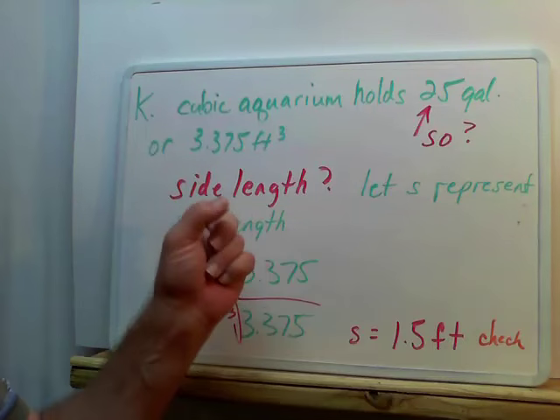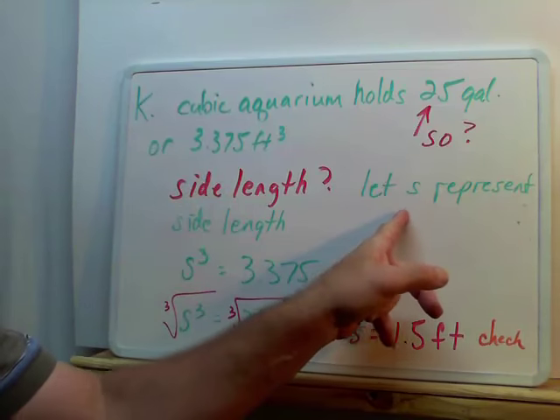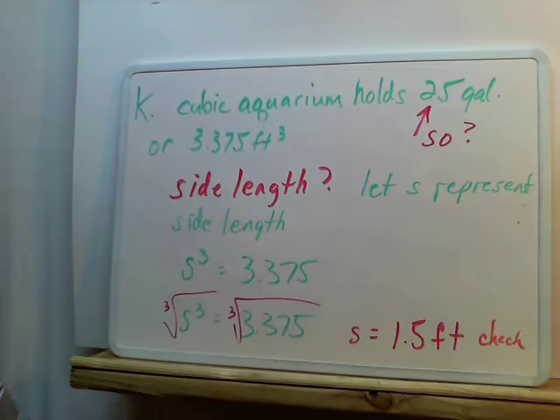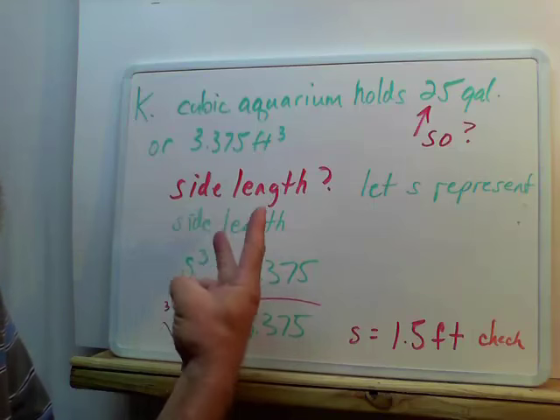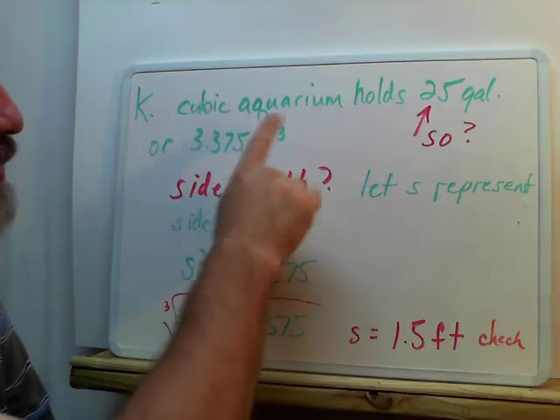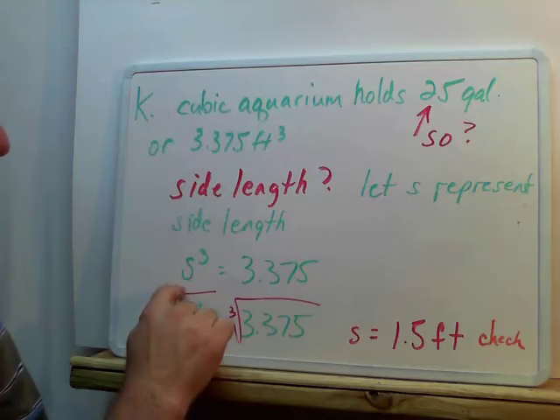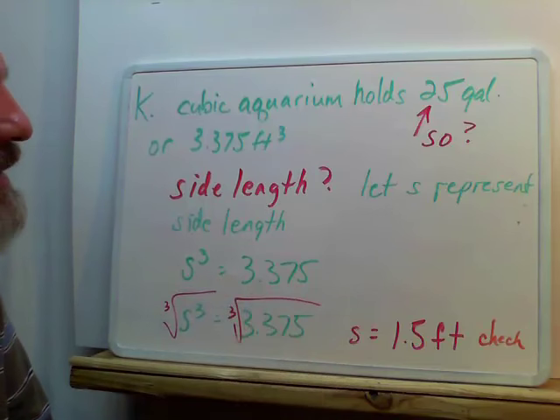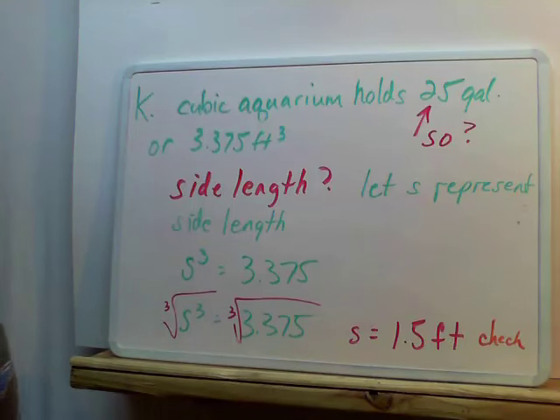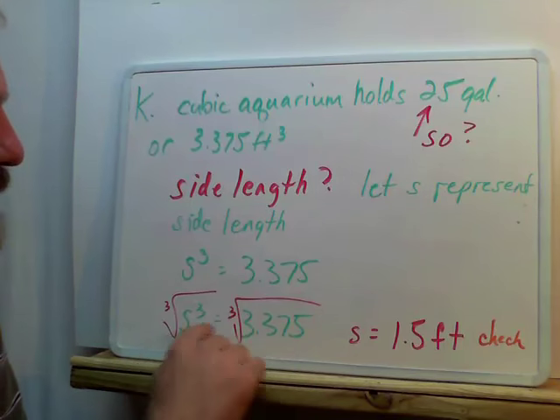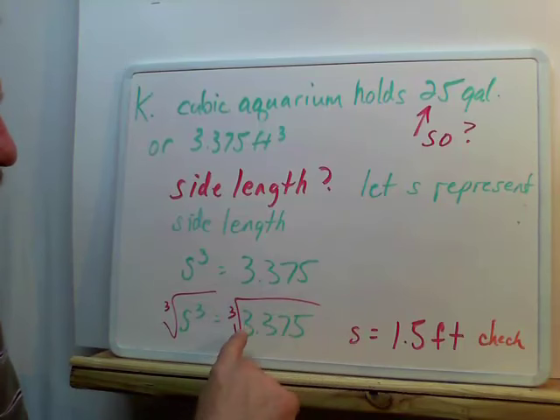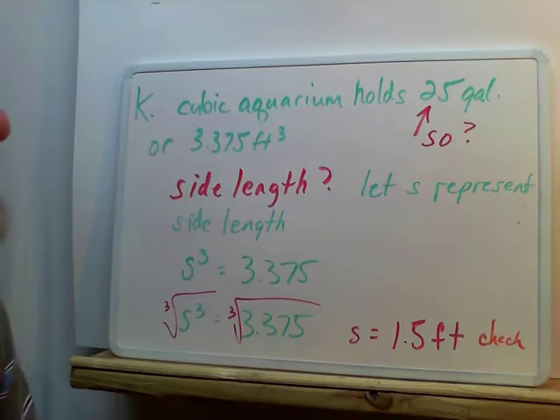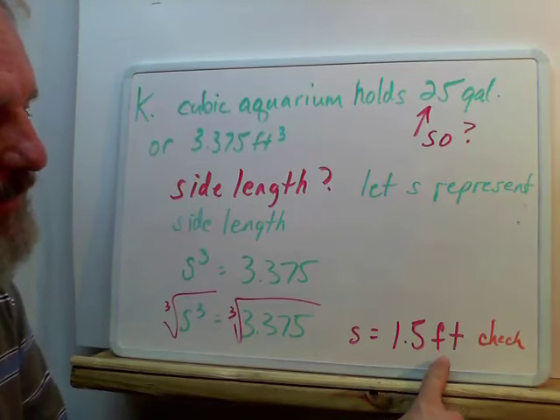Well, the first thing we're going to do is, since they asked us the side length, we're going to say, let S represent the side length. So we have side length times side length times side length, 3 times because it's cubic, in order to get the volume. So S cubed, S times S times S, equals 3.375, or 3 and 375/1,000ths. Take the cube root of S cubed, we get S. Take the cube root of 3 and 375/1,000ths, and we get 1.5.